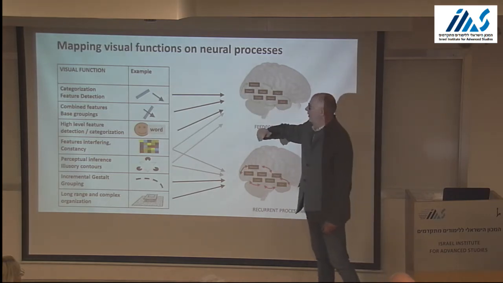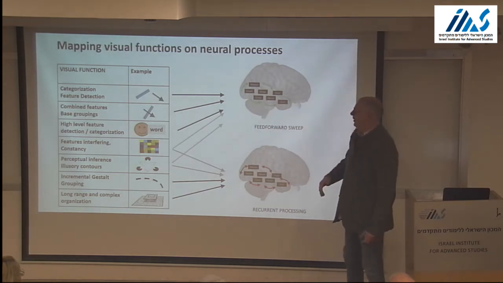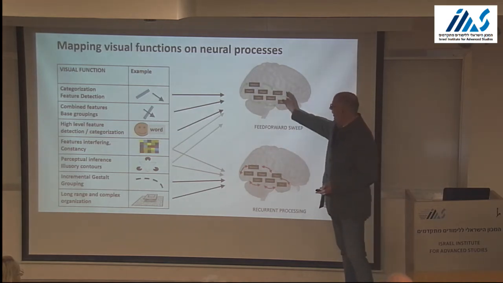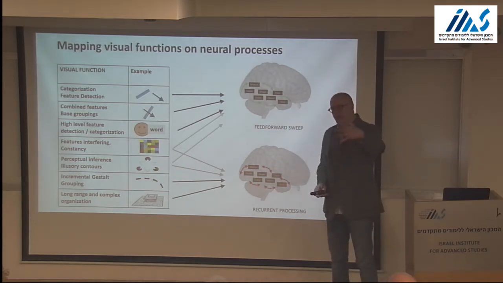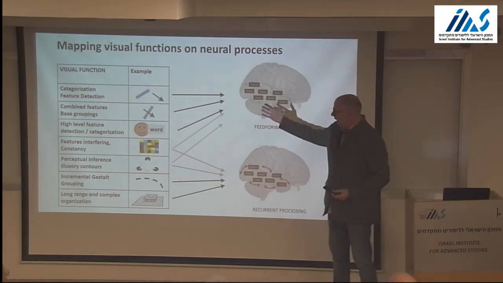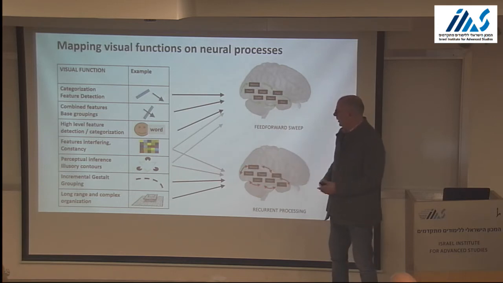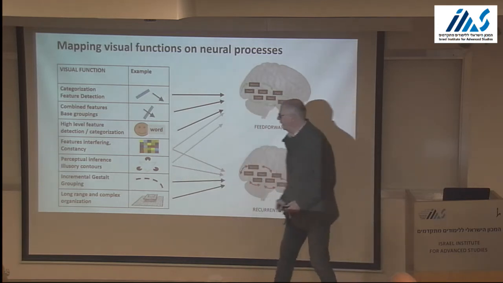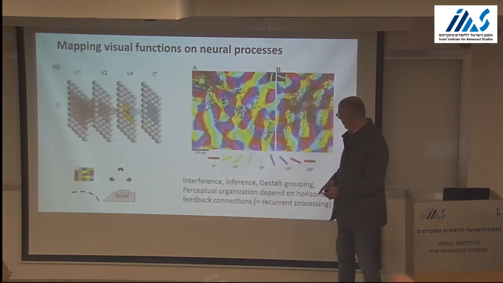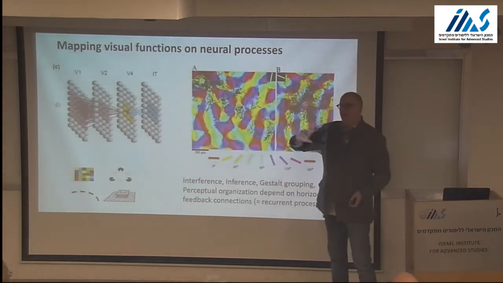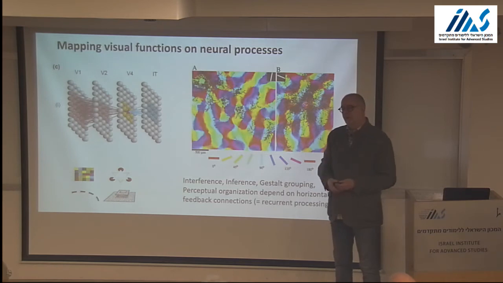So you have simple and high-level feature detection, also these base groupings, which are primarily mediated by feed-forward connections, so connections going from low-level areas to high-level areas. And then these other functions, particularly gestalt grouping, long-range and complex figure-ground organization, typically require recurrent processing, as we called it. Because this combination of horizontal and feedback processing is what we call recurrent processing.